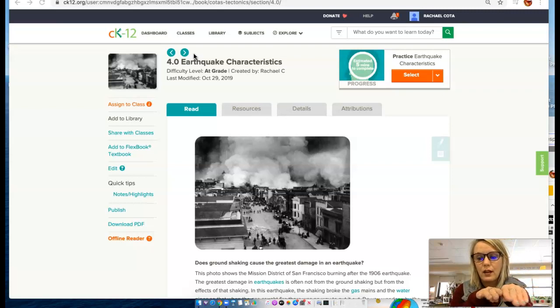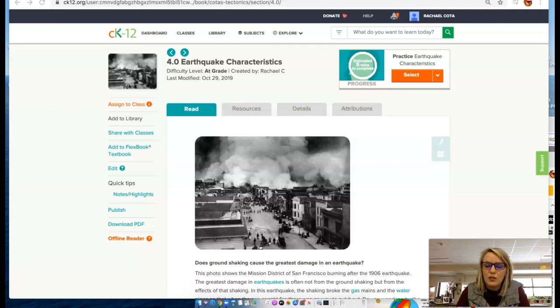Another boundary that is common is at transform boundaries, so those boundaries that are moving side to side. So we're just going to talk about some features of earthquakes and how we study them today. It starts out with a picture of San Francisco. San Francisco looks a lot different from this now, but in 1906 they had a very big earthquake.